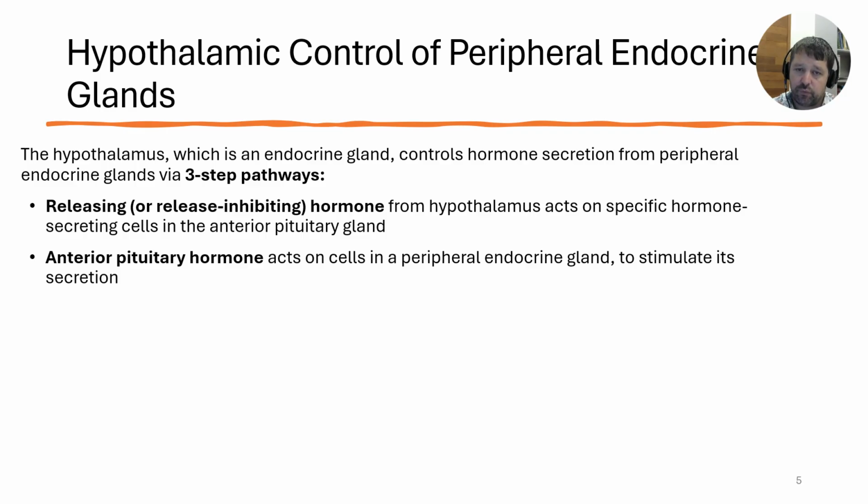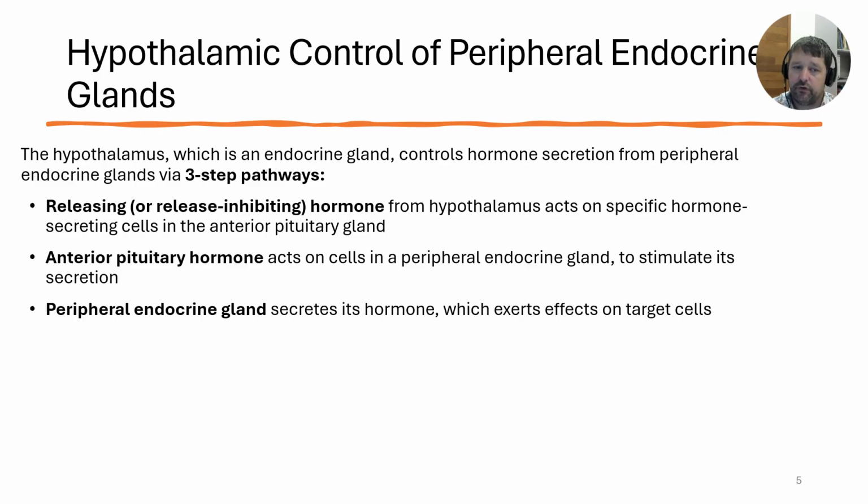So we could call this hormone 1, hormone 2. And then hormone 2 is going to travel to a peripheral endocrine gland. Could be the thyroid, could be the adrenal gland, lots of things. That's going to secrete another hormone, and that's going to travel to the target cell.